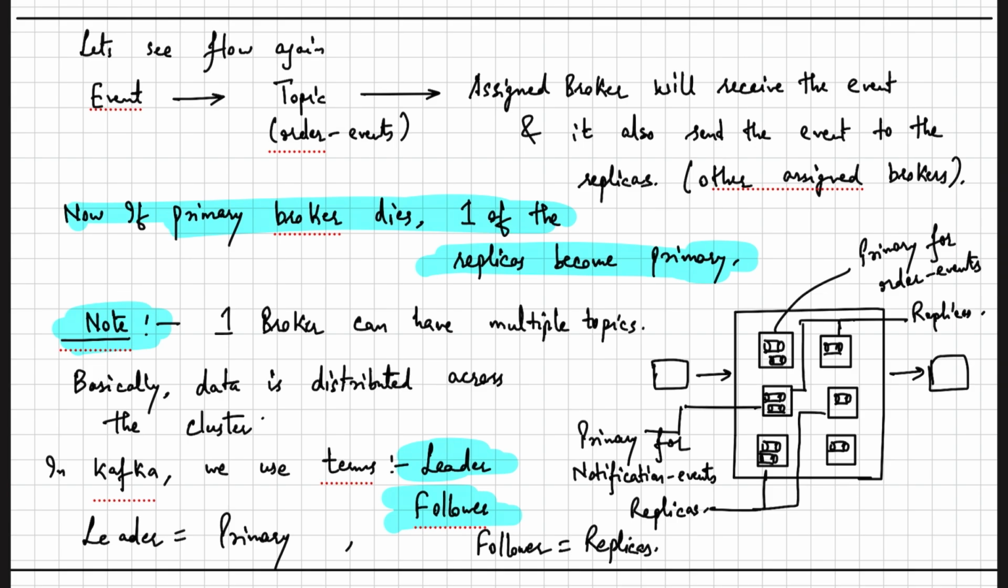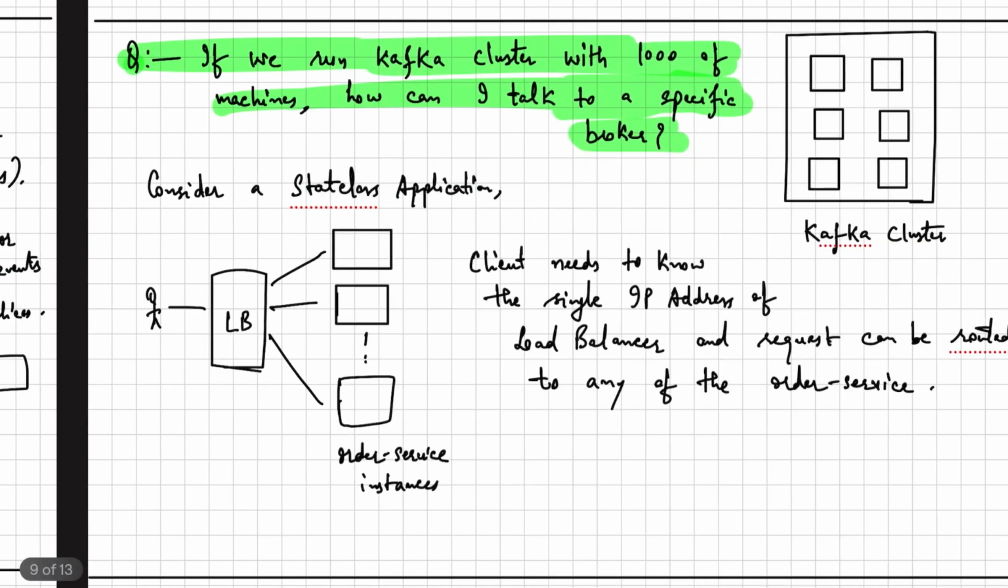Now in organizations, you might have heard terms like leader and follower. In Kafka, there is a terminology for leaders as well as followers. The primary broker, we call that a leader, and the replicas, we call those followers. It's as simple as that. So that's how the terminology is.